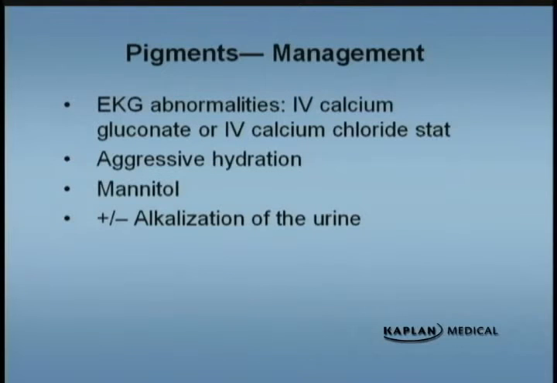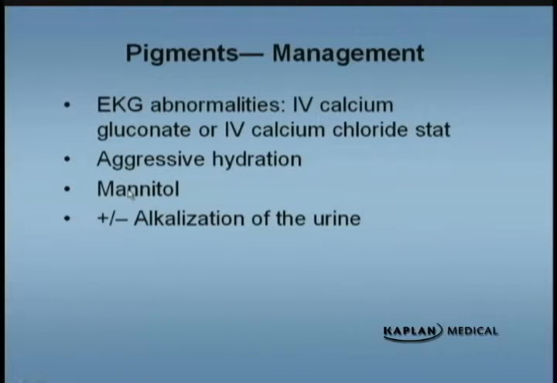If you have hyperkalemia but no EKG changes, what else do you use to drive the potassium into cells? The answer is insulin and glucose or bicarb. You see here that we say bicarb, alkalinizing, because the alkalinization actually prevents the precipitation of the myoglobin at the kidney tubule. Mannitol and hydration decrease the contact time.